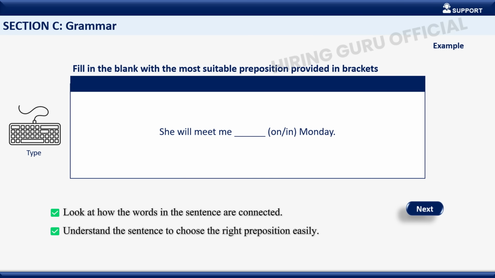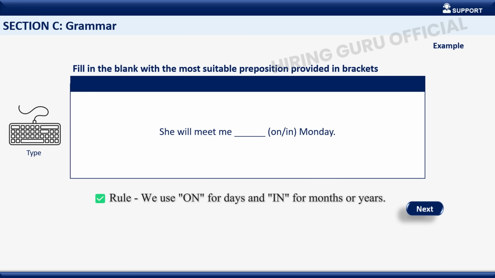So here we are talking about a specific time, a day of the week, which is Monday. Guys, there is a very simple rule that you must follow to solve these kind of fill in the blank questions. Now the rule says for days we must use on, and for months or years we must use in. So in this case, the correct answer will be on, since we are talking about a day. She will meet me on Monday.